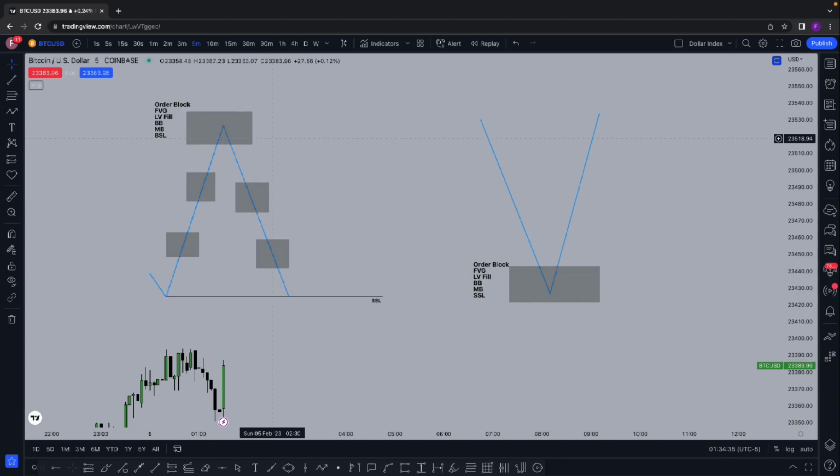Now what's an easy way of looking at this? Well, simple. You're going to be looking at SMT divergence at the highs, and when price takes out that previous point of reaccumulation, you're going to be looking to enter. You're going to be looking to use all your models inside of this redistribution phase.